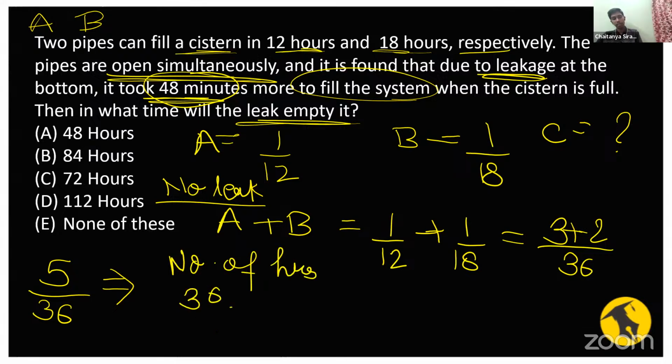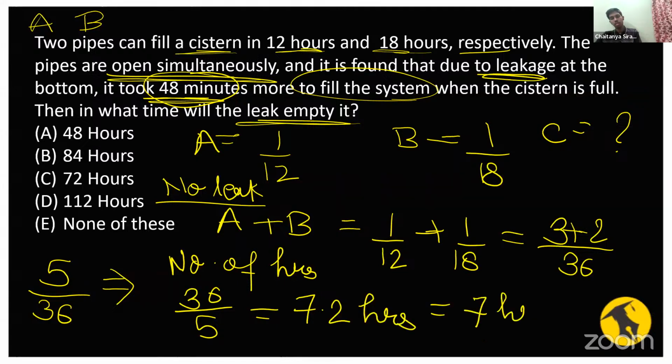36 by 5. So this will be approximately 7.2 hours, which is 7 hours, 12 minutes. You multiply 2 by 5 into 12, so you will get the answer. 1 by 5 into 60. So it's taking 7 hours and 12 minutes without the leakage.